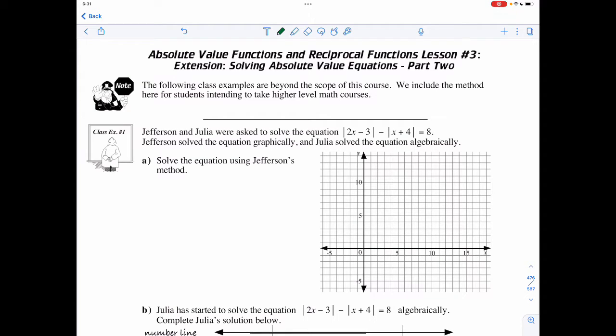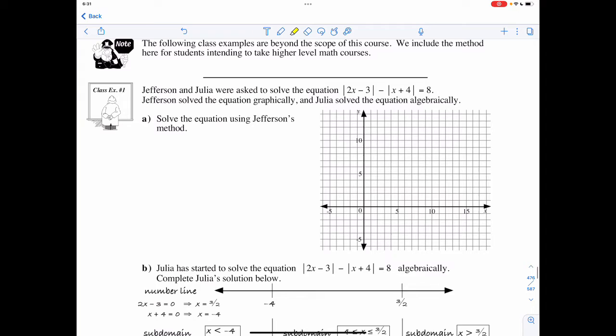Okay, for this lesson, we're going to continue taking a look at solving absolute value equations. Now, what's unique about this is, in this case, we're going to include two absolute values in the same equation. If I have two absolute values, then I have two x-intercepts that would occur from each absolute value, which would mean that those are points where my graph or my line should turn.